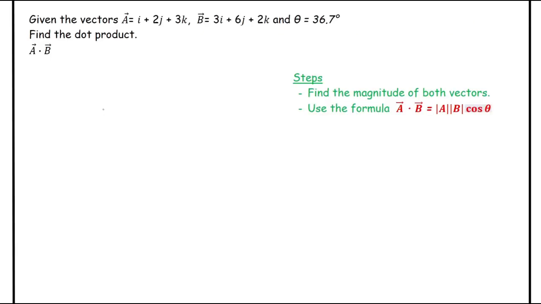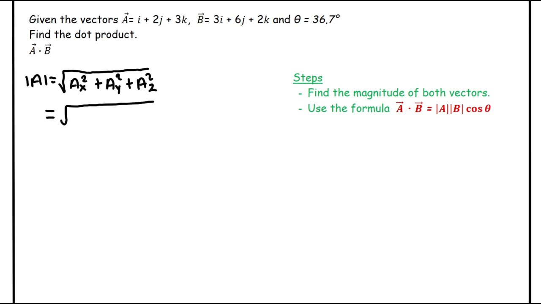Okay, so the first step is to find the magnitude of both vectors. So let's begin with vector A. The magnitude of vector A is the square root of the x component squared plus the y component squared plus the z component squared. This is equal to the square root of, what is the x component of vector A? We look at the coefficient in front of i, which is 1.